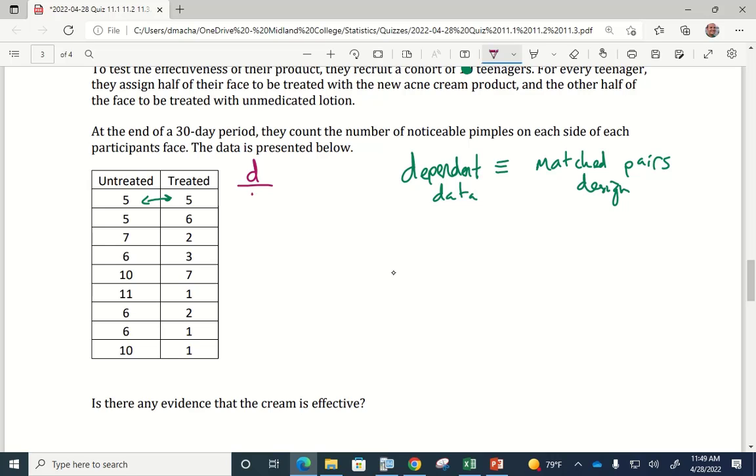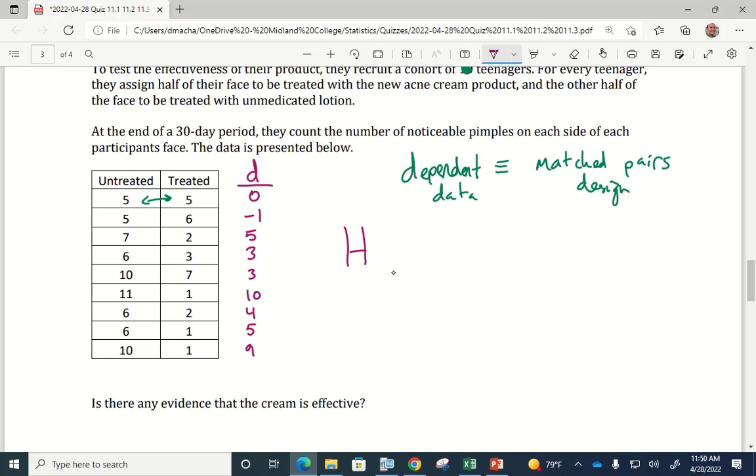So 5 minus 5, 0. 5 minus 6, -1. 7 minus 2, 5. 6 minus 3, 3. 10 minus 7, 3. 11 minus 1, 10. 4, 5, and 9, let's say. So I'm counting the difference now.